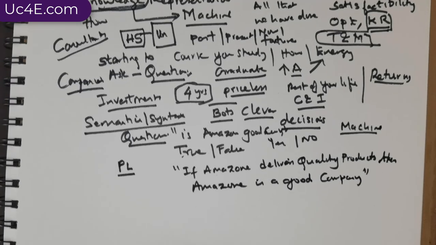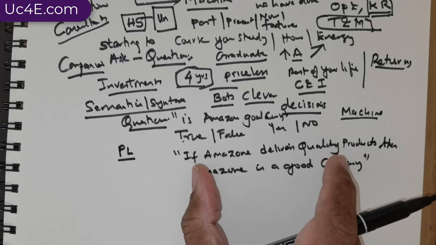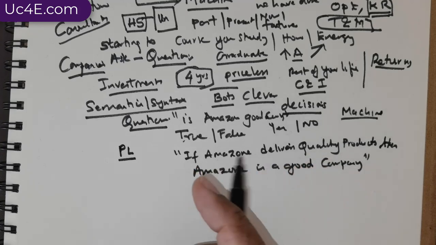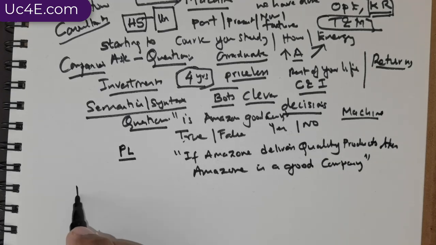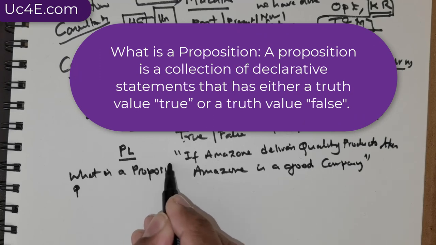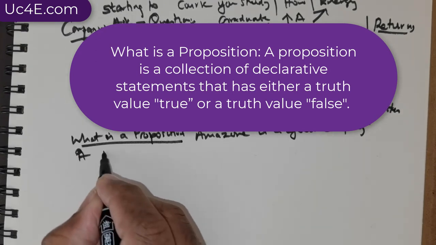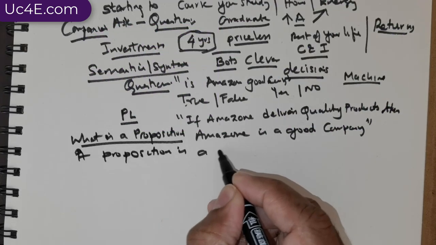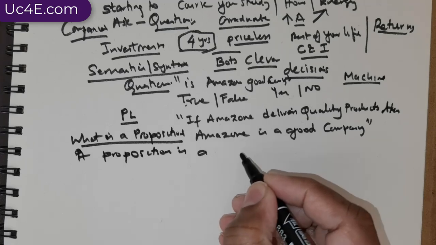You see that? So this has two sentences. In fact, this particular statement can be divided into two other statements. Having used the word statement, clearly you can now get a feel of it. So what exactly is a proposition? If someone were to ask you, what is a proposition? How would you define this? This is the best way. A proposition can either be a collection of declarative statements or it can be a declarative statement.